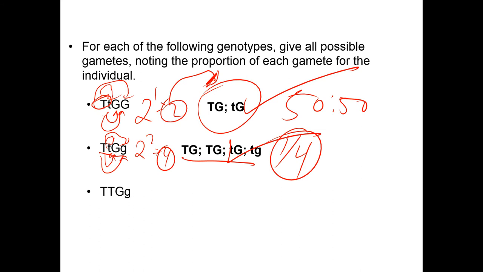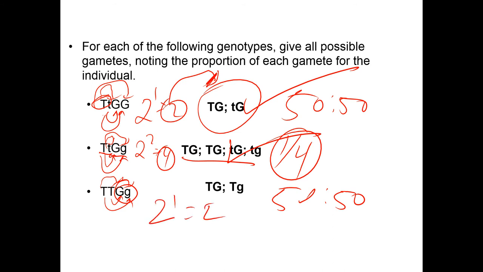What about an individual that's homozygous dominant for one trait and heterozygous for the other? Here are the possible outcomes: big T, big G and big T, little G. The proportion, again, is 50-50. How can you double check? One heterozygous genotype, so 2 to the 1 gives you 2. So there are 2 possible outcomes. You're right.